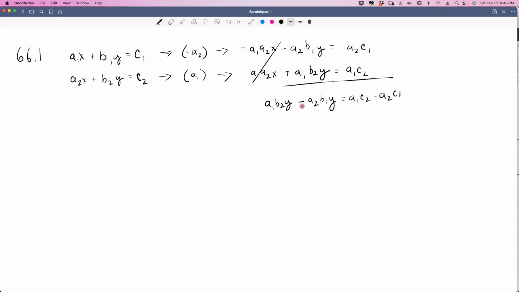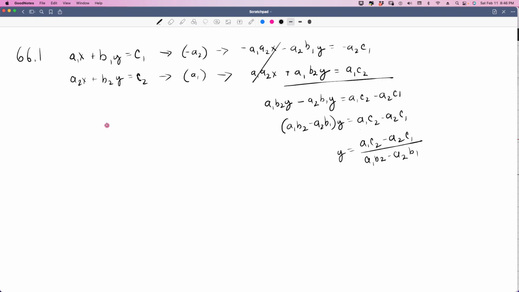Okay, so now we could factor out our y, and we get a1 b2 minus a2 b1 times y is equal to a1 c2 minus a2 c1, and then we divide. So y is equal to a1 c2 minus a2 c1 over this factor, which is a1 b2 minus a2 b1. So now we can drop in the same values and find the value for y.